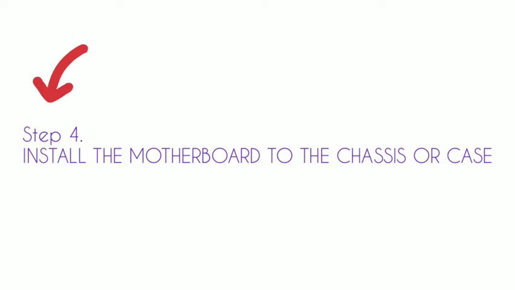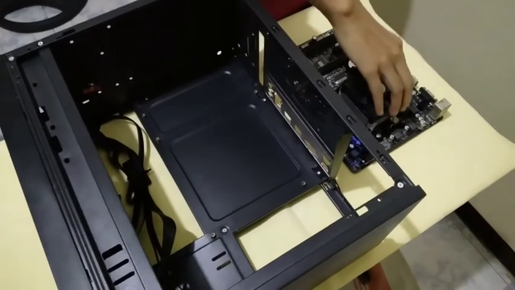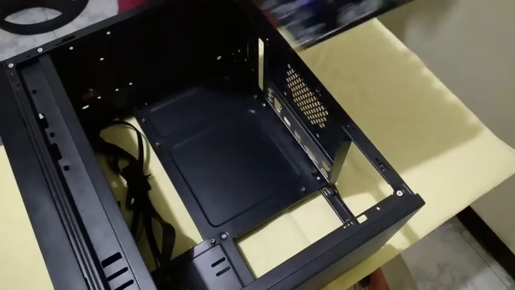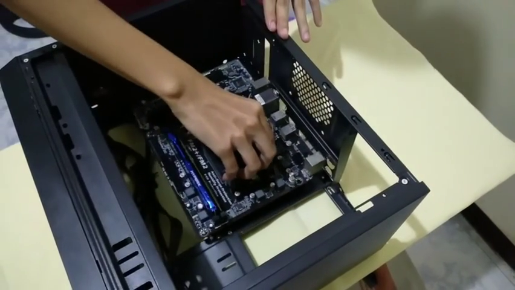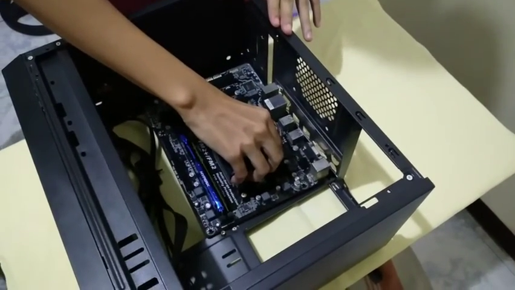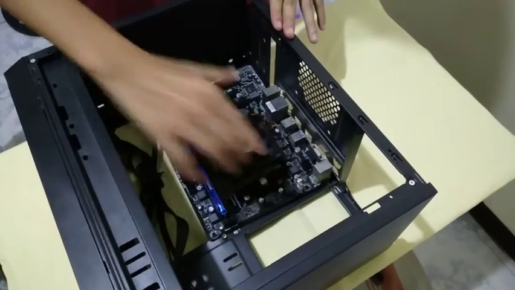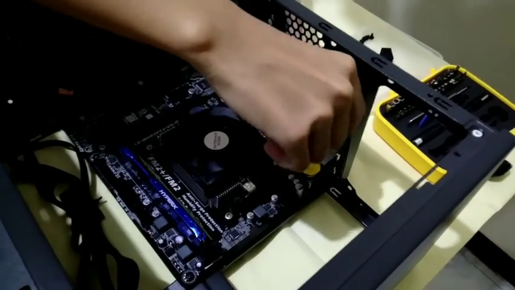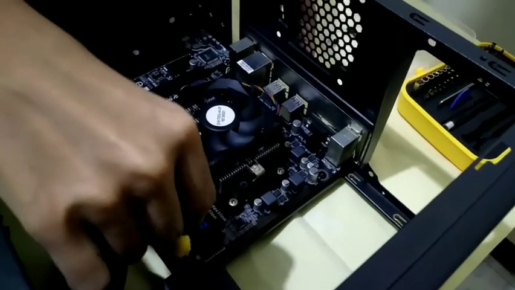Step 4. Install the motherboard to the chassis or case. Screw and fasten the motherboard in place on the top of the mounting standoffs. Remember to install the mounting standoffs in the case that match the screw mounting holes on your motherboard. Laying your case sideways on flat surface will allow you to work easier.